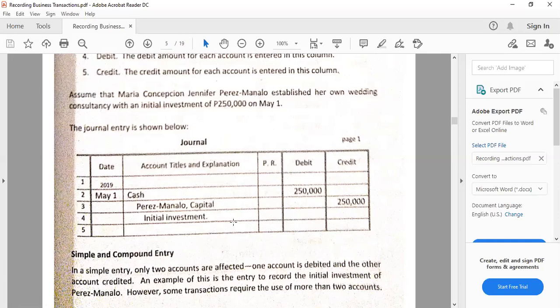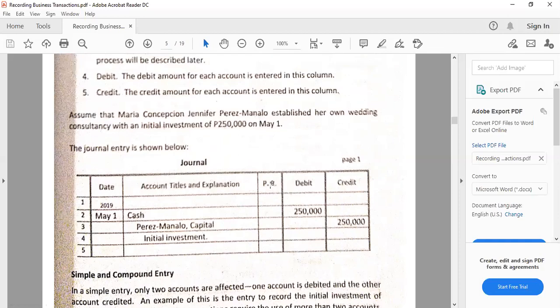Any explanation will do for as long as it begins with the words to record and we attach the gist, or the meaning, or the essence of the transaction. This is initial investment. If this is collection, then to record partial collection perhaps of the owner, or to record full collection of the customer's accounts, and so on, without the amounts.